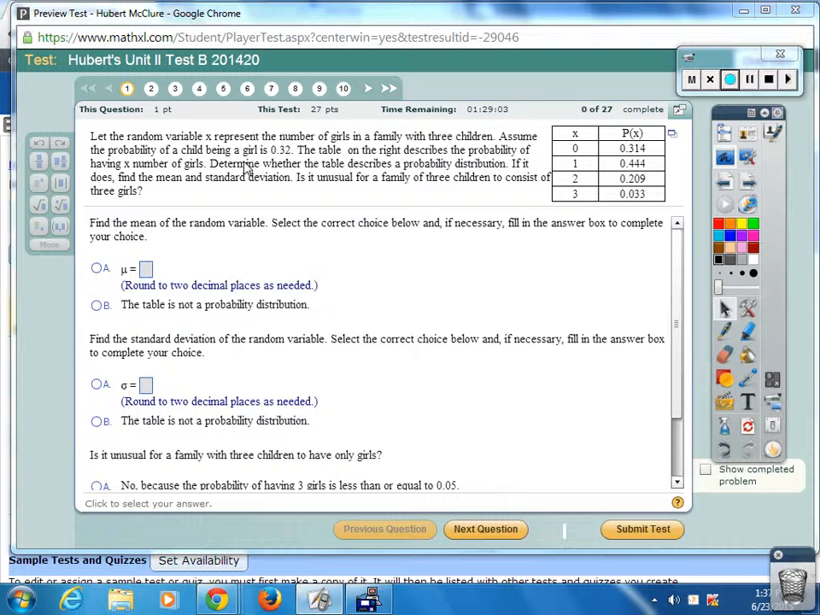Assume the probability of a child being a girl is 0.32. The table on the right describes the probability of having X number of girls. Determine whether the table describes a probability distribution. If it does, find the mean and standard deviation. Is it unusual for a family of 3 children to consist of 3 girls? So that's 0.03. I'm going to take my handy dandy spreadsheet.